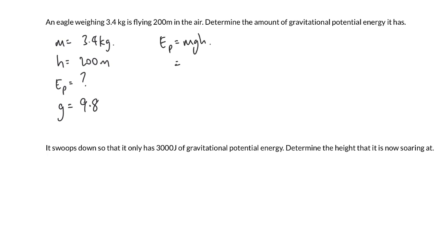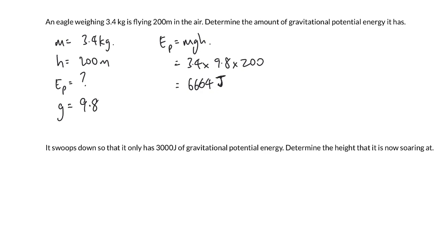Write out the equation, write out the things that you know, substitute in the values, and you'll get 6664 joules. This is the amount of energy it has, the amount of work that it can possibly do. Let's have a look down here.